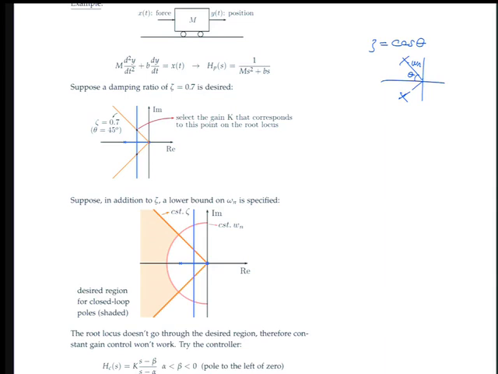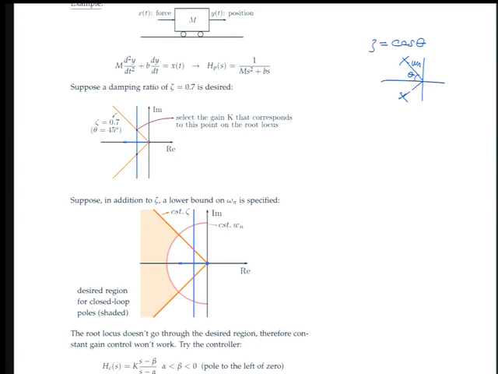Okay? So now when you're designing your system, you may have objectives like how fast you want it to respond. Ideally, you want to be fast. You want a large omega n, right? Large omega n is good, fast response. You also want good enough damping so you don't overshoot too much. So low zeta, close to 0, and omega n large are desirable things.